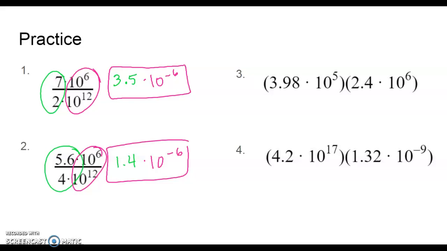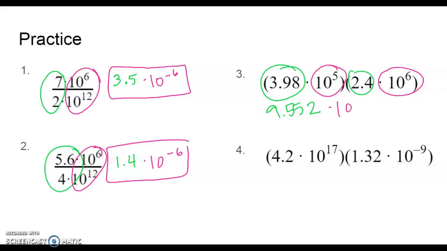All right, number 3. 3.98 times 10 to the 5th times 2.4 times 10 to the 6th. So again, my first step, I want to multiply my coefficients. So 3.98 times 2.4 is equal to 9.552. And then because I'm multiplying this time, my second step is to add my exponents. So 10 to the 5th times 10 to the 6th would be 10 to the 11th power. Again, my first term is between 1 and 10, so my answer is in correct form.